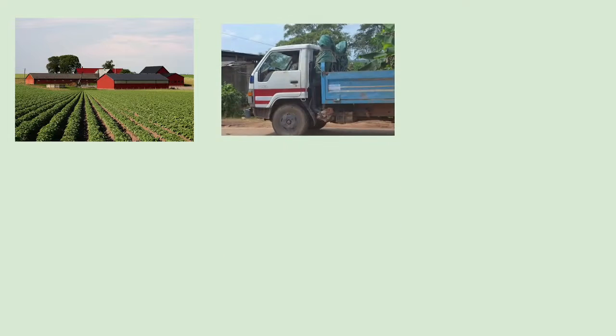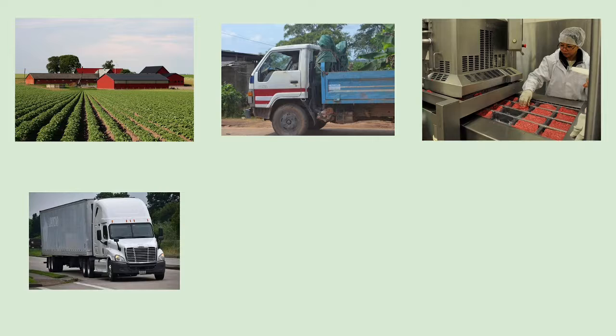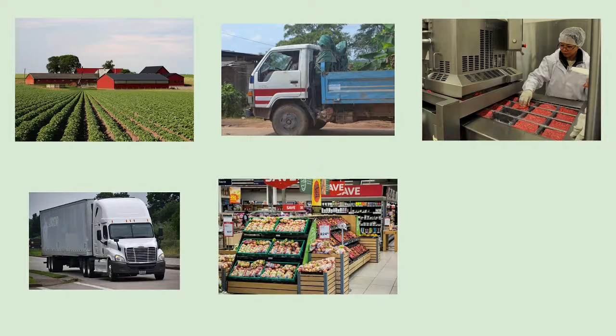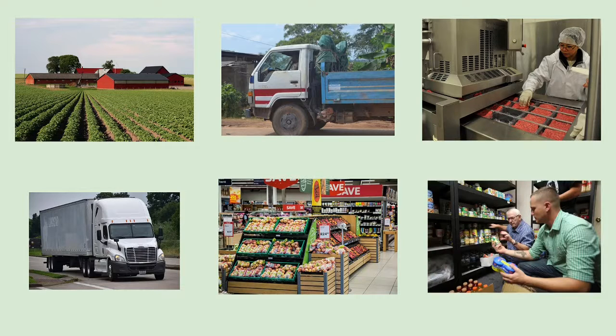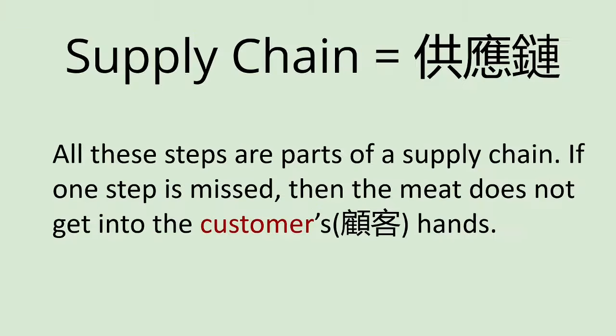A driver takes the animal to a meat processing plant. The meat workers process the meat. The meat is then packaged. Another driver takes the meat and delivers it to the grocery store. The employees at the grocery store place the meat onto the shelves. Eventually, someone comes in, picks up the meat, and pays the cashier. All these steps are parts of a supply chain. If one step is missed, then the meat does not get into the customer's hands.